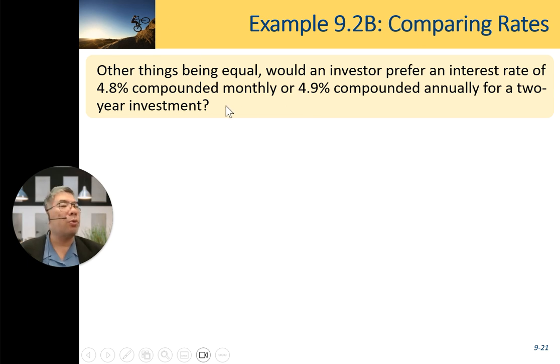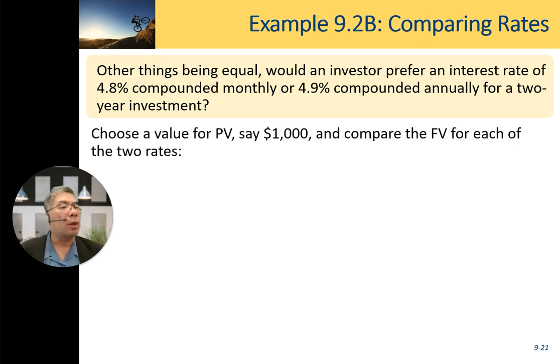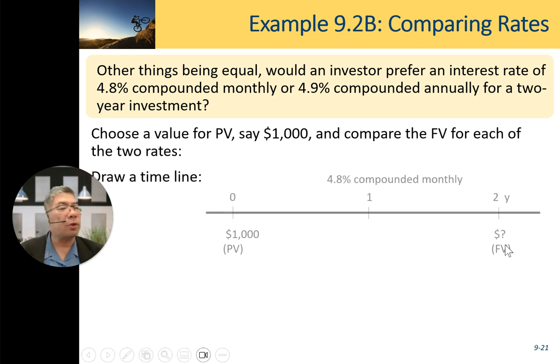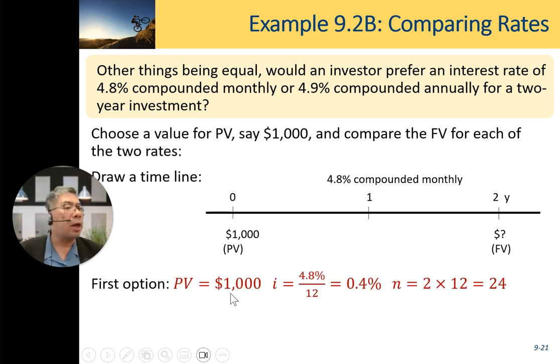Okay. Another example here. Other things being equal, would the investor prefer an interest rate of 4.8% compounded monthly or 4.1% compounded annually for a 2 year investment? So choose a value of present value, say 1,000, compared to each of the two rates. Do the timeline. So you're going to do the timeline here, 0, 1, and then 2 years, 4.8% compounded monthly. What you're going to get is 1,000 present value, with 4.8% divided by 12. You get 0.4% here. Where you got the 0.4% is from 4.8 here, because monthly is divided by 12.